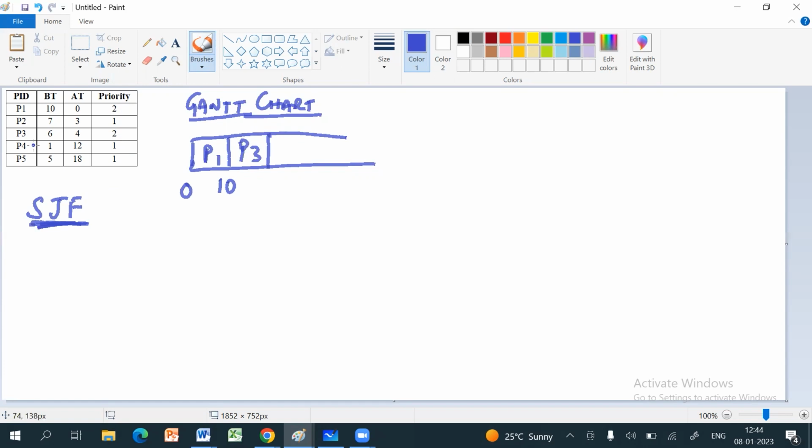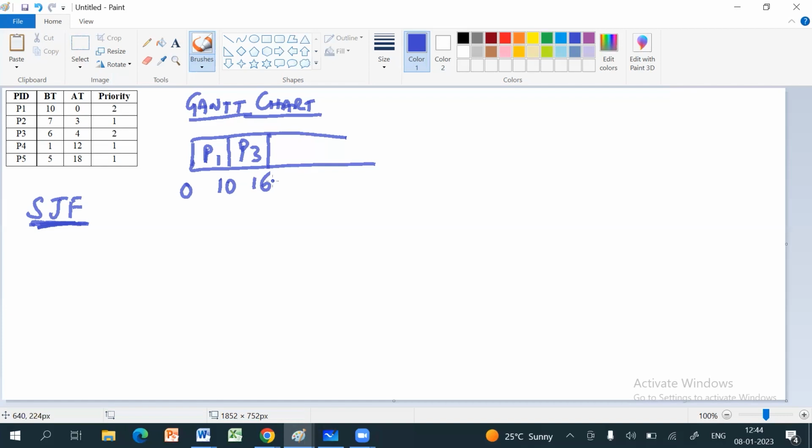Now, once P1 started, because it's non-preemptive, it continued till 10. Now, because the current time is 10, in the meantime, we are assuming that P2 and P3 have also arrived. So among P2 and P3, P3 has a better burst time, shorter burst time. So P3 has been given a chance to execute. Now, because this is non-preemptive, it will be allowed to continue its execution and complete. So P3 has a burst time of 6. So starting from 10 plus 6, which is 16. Right now, the current time is 16.